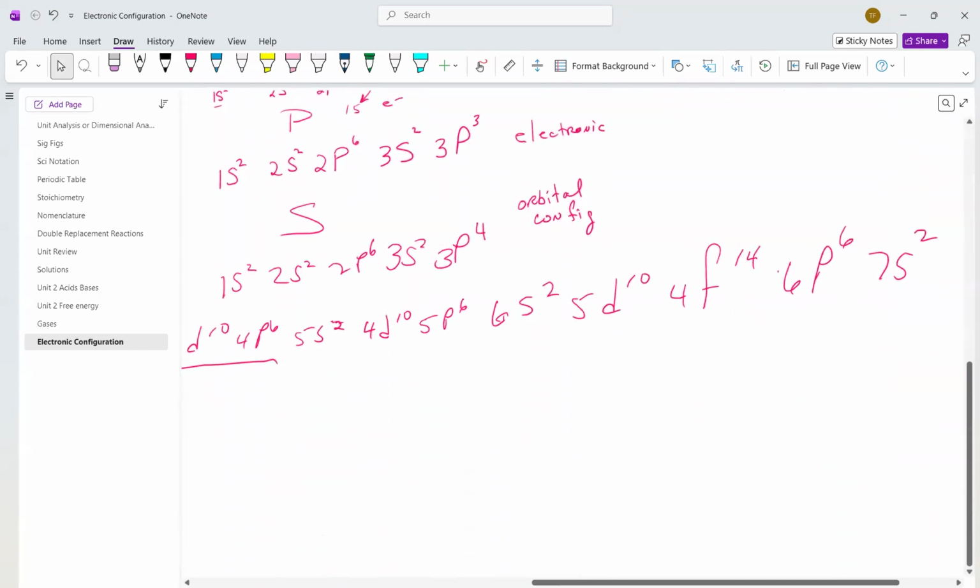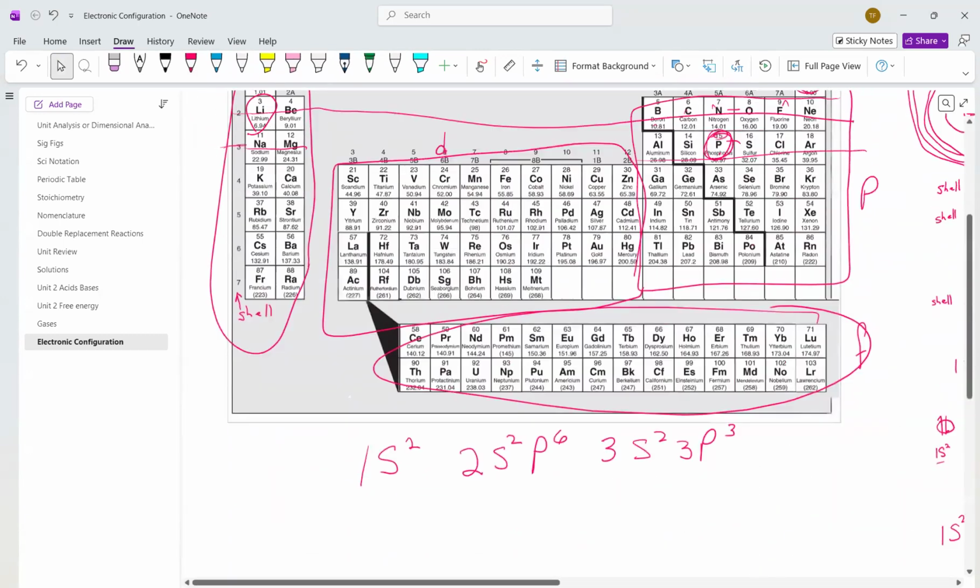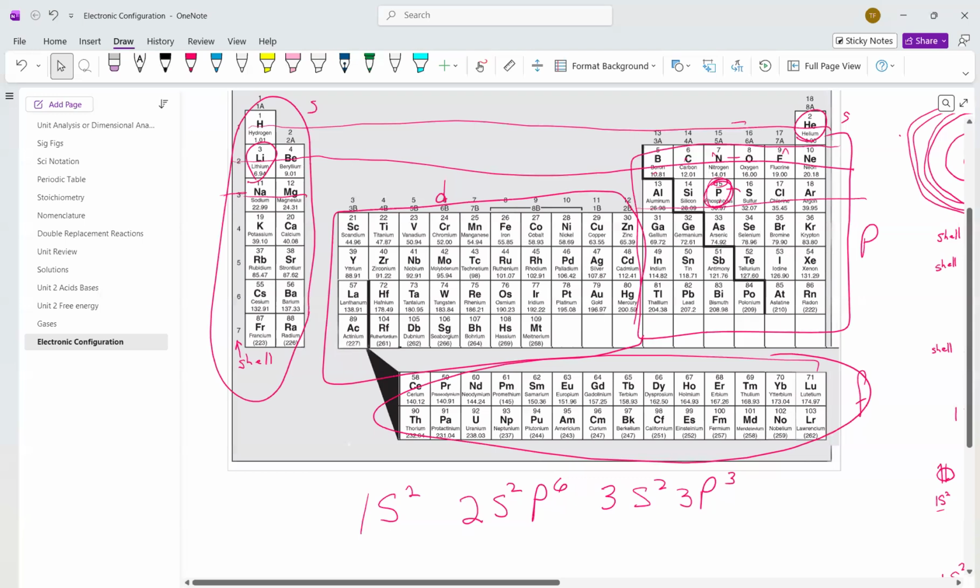Okay, so let's go to chlorine now. Chlorine is right here, 17 electrons. Now I want you to notice its position. It's next to the stable ions. Next to, but not there. So chlorine is not very stable, but argon next to it is extremely stable. Why is that? That's what we're going to cover right now.